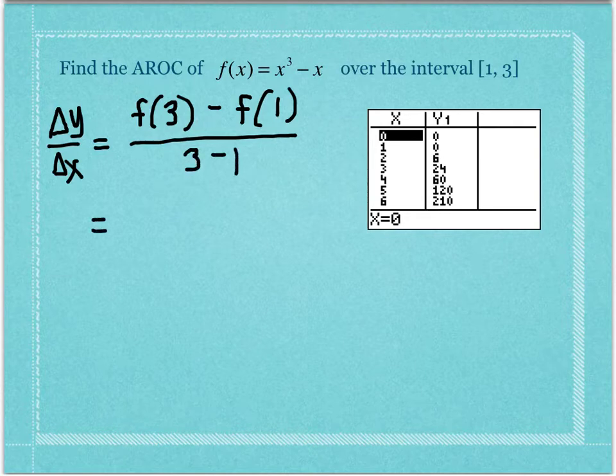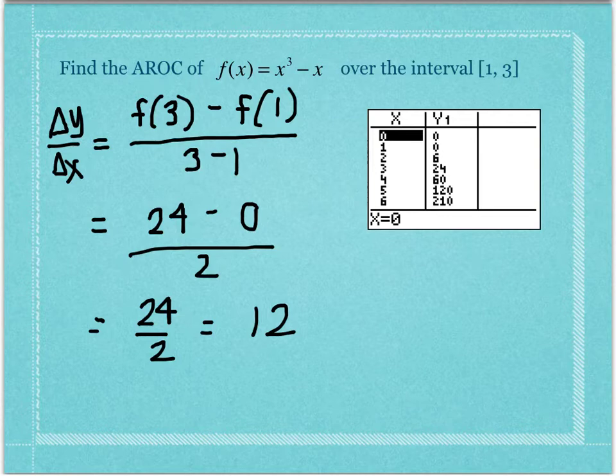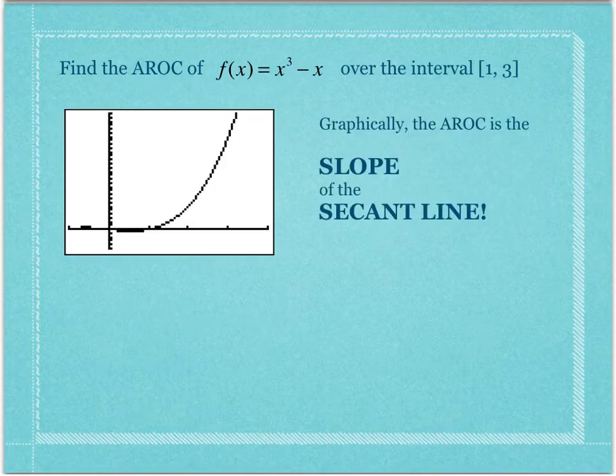And as we can see by our table here, f(3) would be 24. f(1) is 0. And of course 3 minus 1 is 2. And so I'm going to get 24 divided by 2, which will equal 12. That's the average rate of change. Don't really have any units here that we can talk about, but that's the average rate of change, very similar to slope.